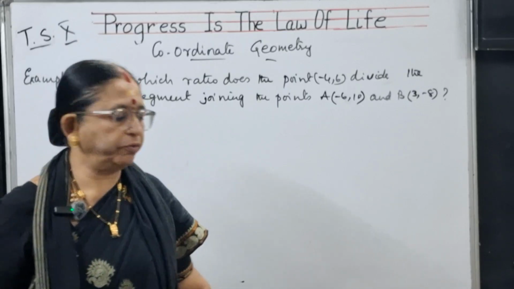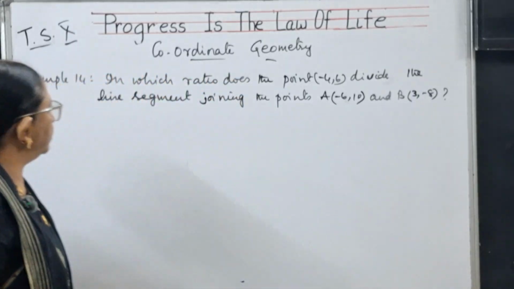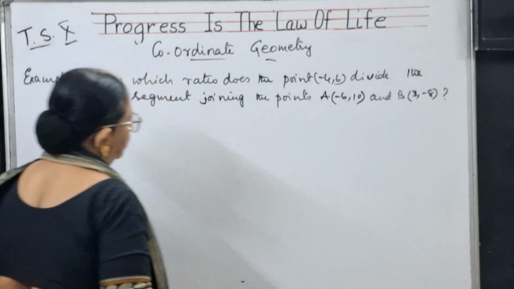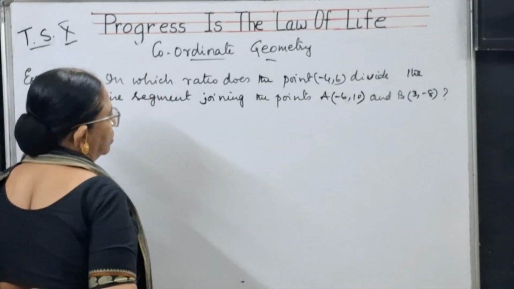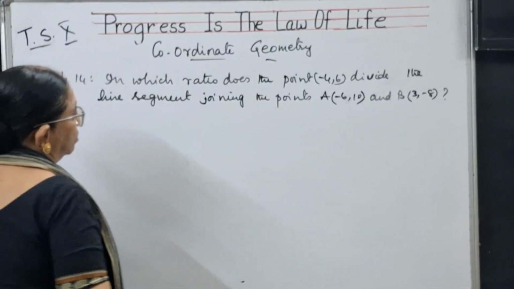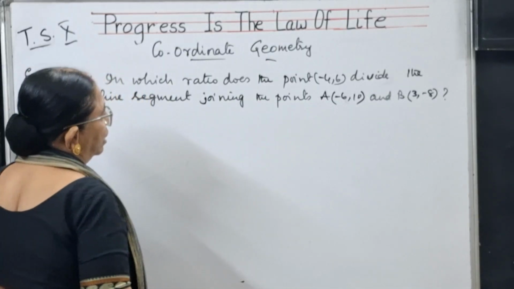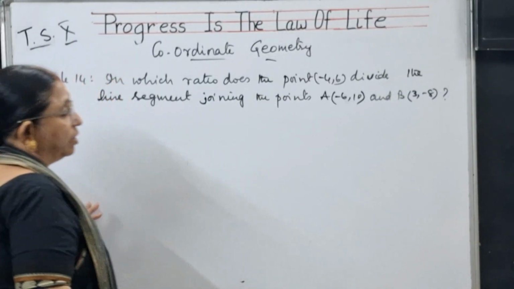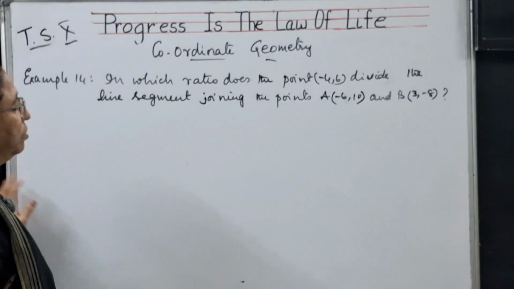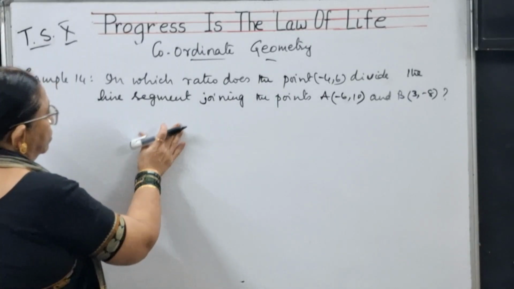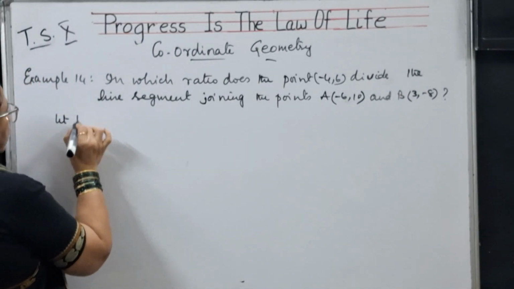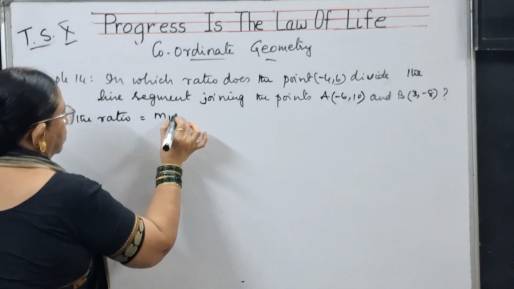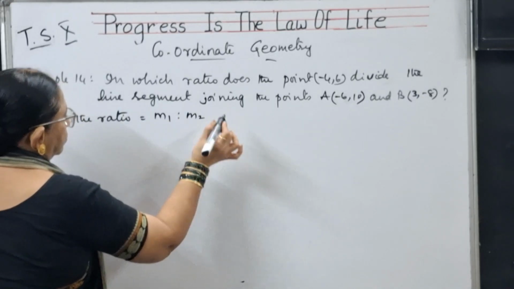Now example 4, children. Example 4 is about, in which ratio does the point (-4, 6) divide the line segment joining the points A (-6, 10) and B (3, -8). Earlier we have done the section formula, children. That section formula we have to use to find out this ratio. We don't know it, so let the ratio be m1 is to m2.